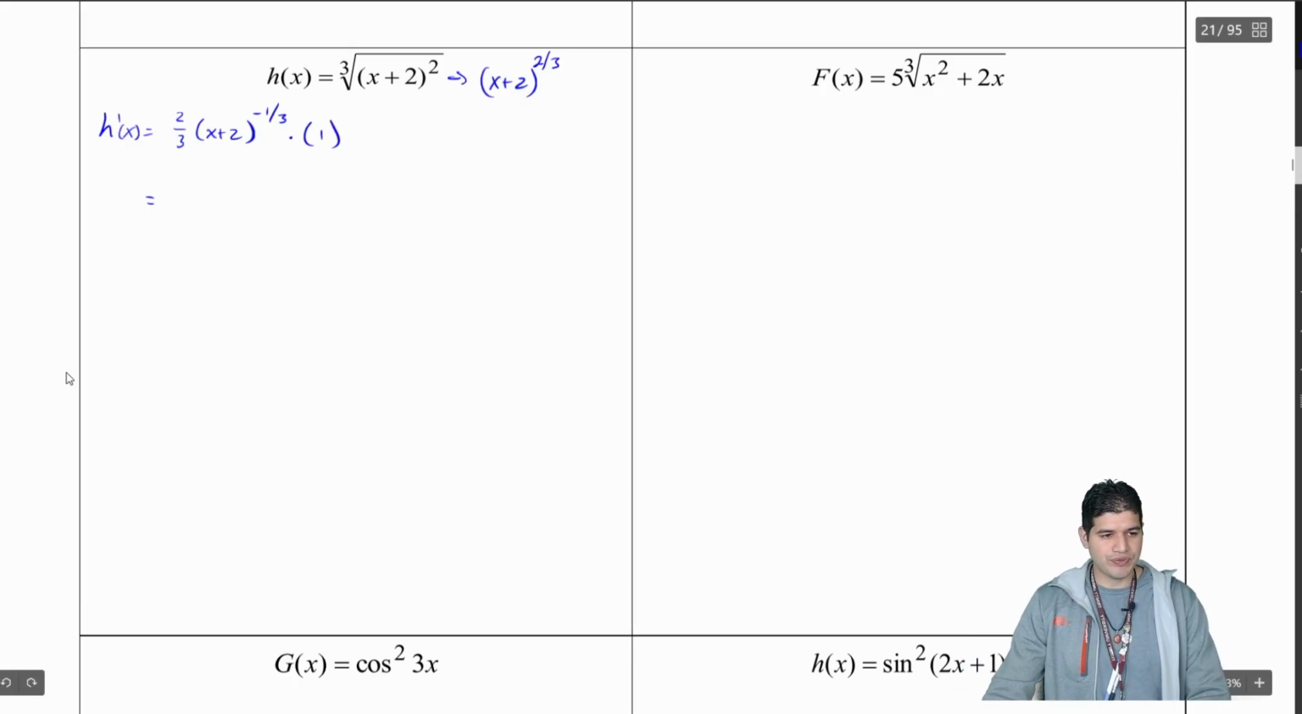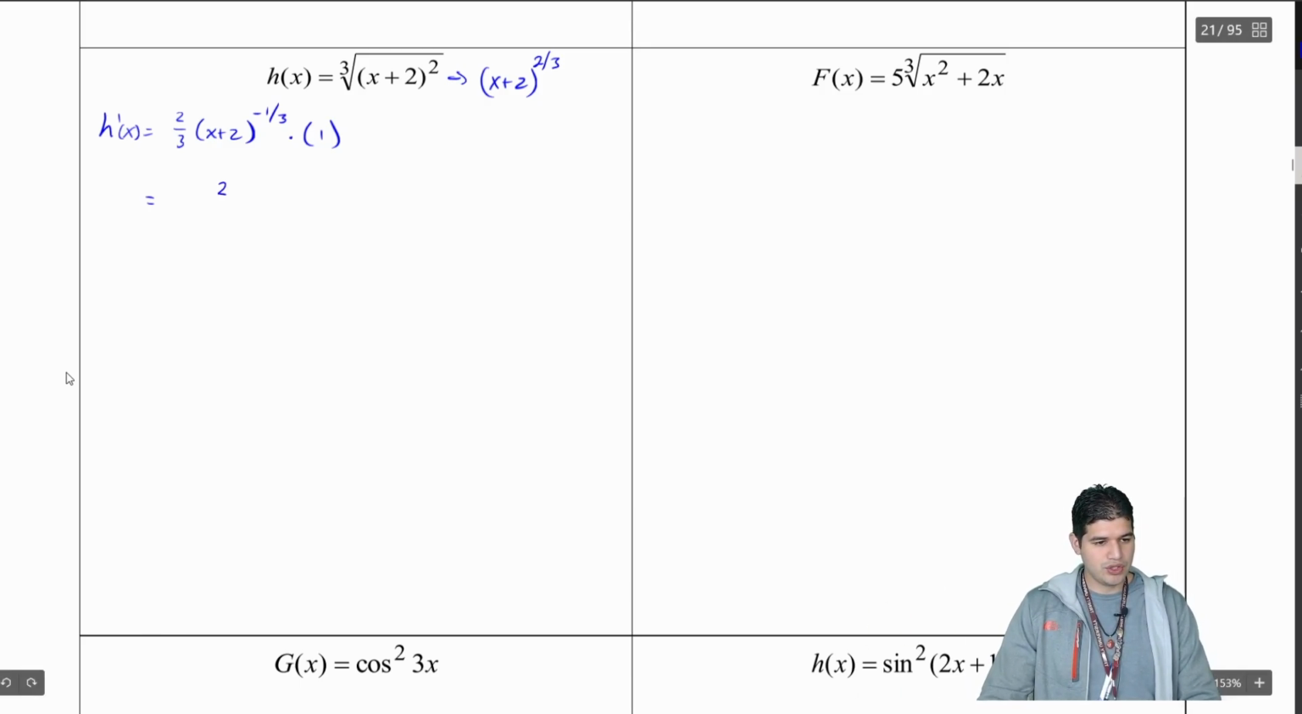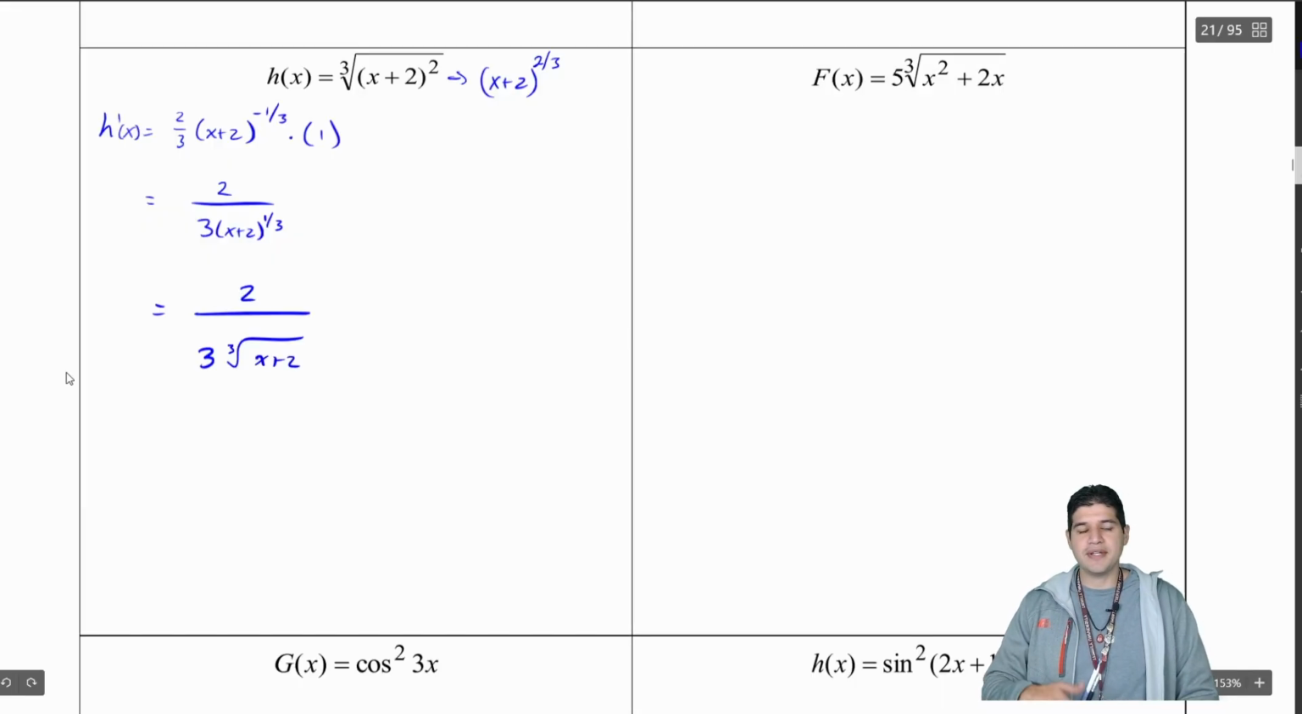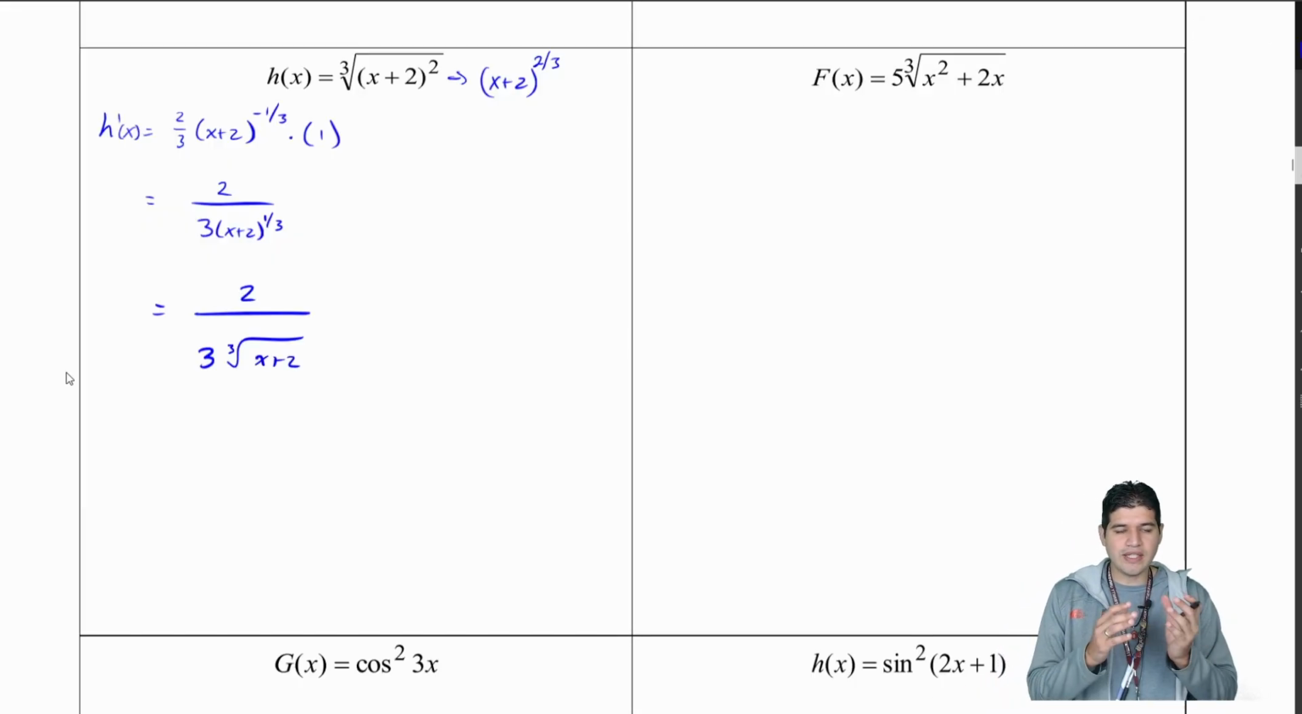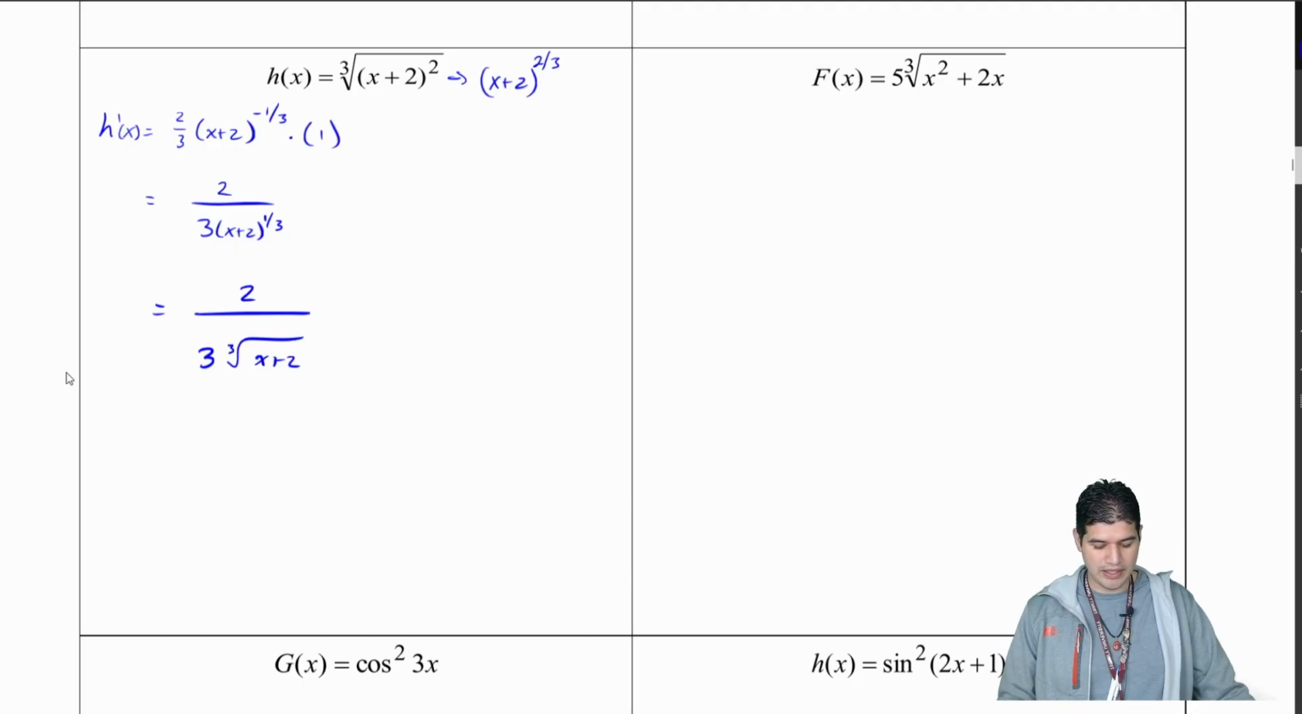And now I just need to rewrite all of this. So the 1 really doesn't matter. And so I'm going to get 2 over 3 times x plus 2 to the positive 1/3. And now I just write that in radical form. So 2 over 3 times the cube root of x plus 2. And that's my final answer right there. Now we can actually use that function in some way and apply it in something.